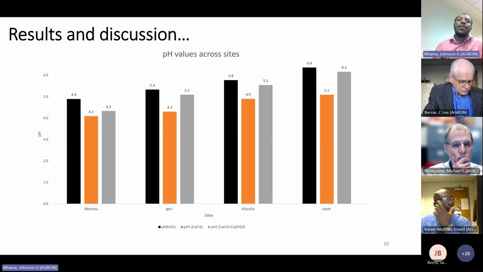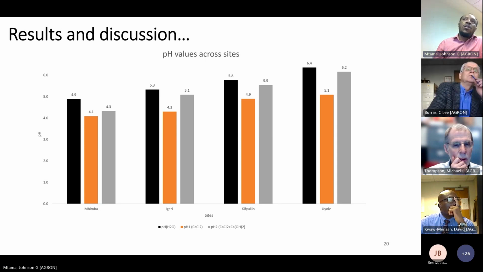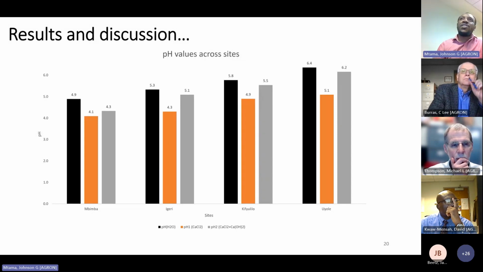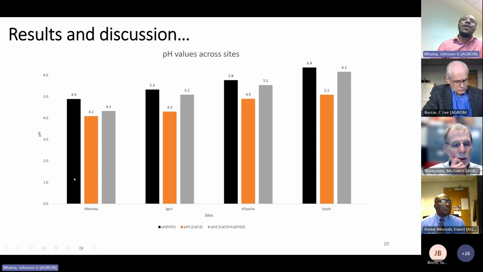Then we have the results in these histograms on the soil pH using different methods, which is basically the expression of active acidity or reservoir acidity, and then the pH after the buffering interventions. So if you look at this, the black column here is indicating the active acidity pH in soil water systems.